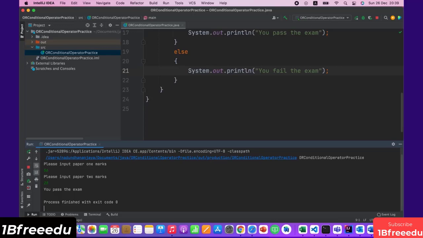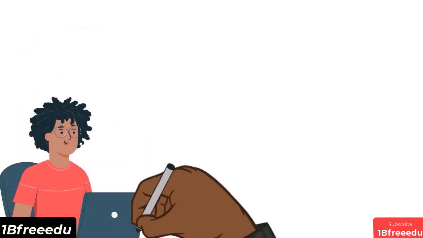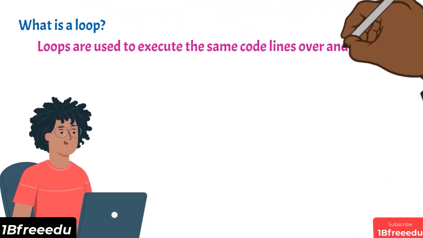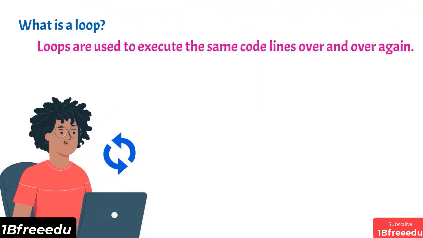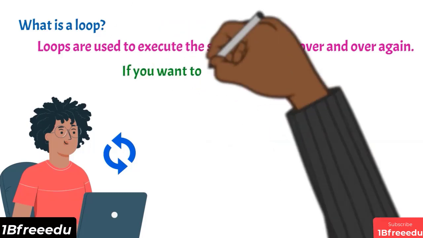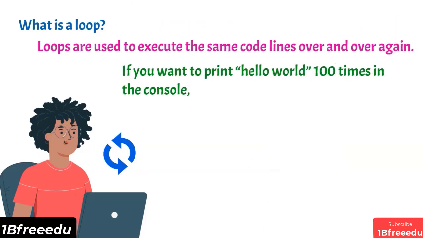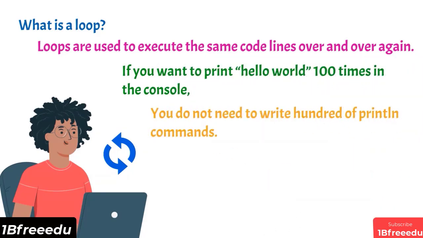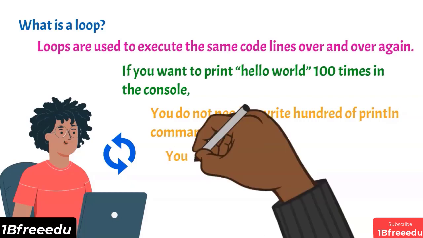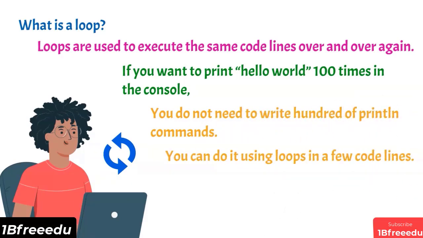In the next chapter, we will discuss loops. What is a loop? Loops are used to execute the same lines of code over and over again. For example, if you want to print hello world 100 times in the console, you do not need to write 100 println commands. You can do it using loops in a few lines of code.